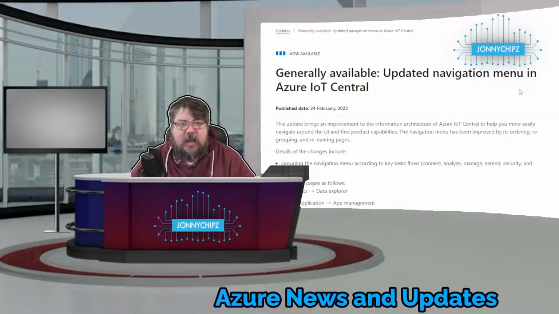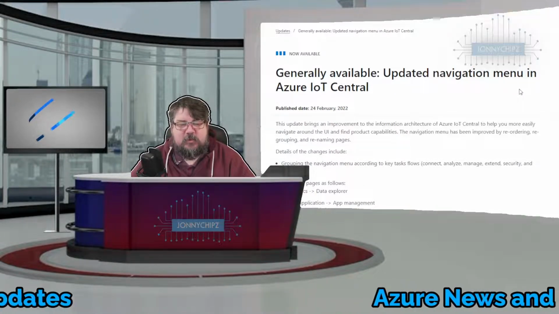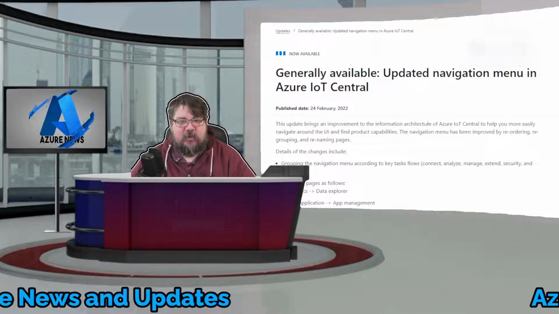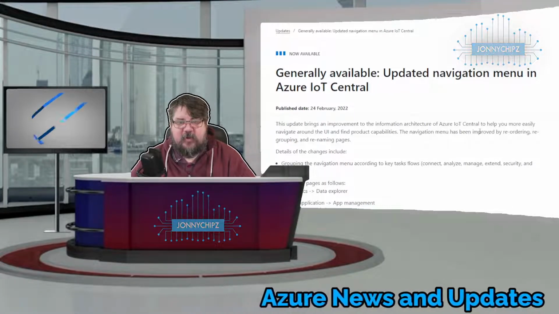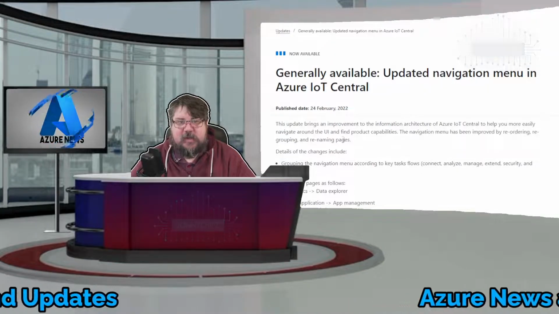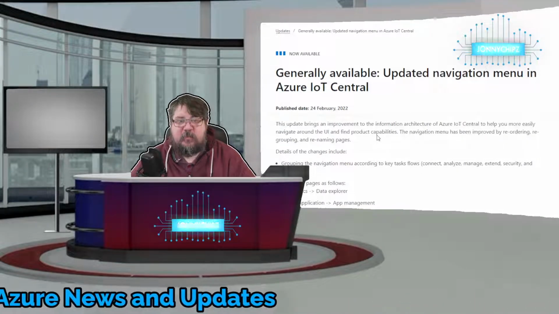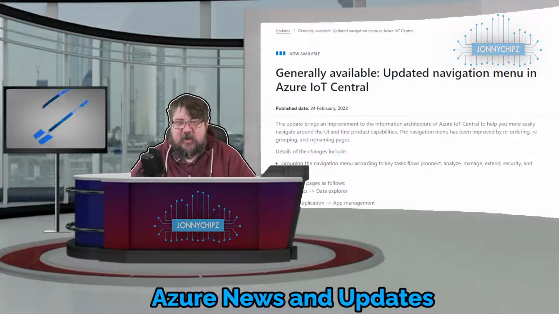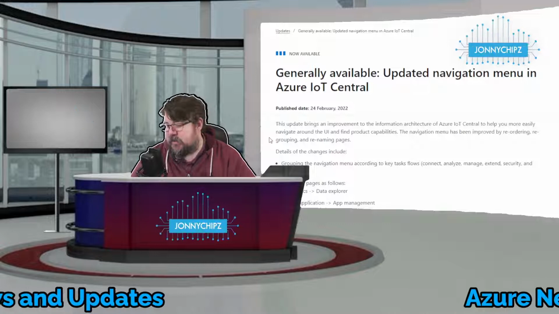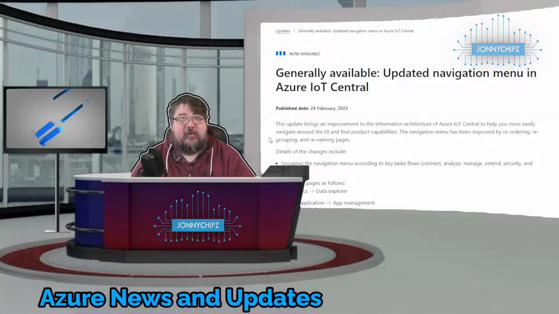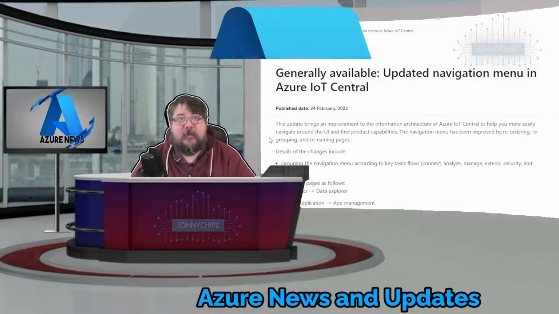And finally, updated navigation menu in Azure IoT Central. Okay, that's great. So this update brings improvements to the information architecture of Azure IoT Central to help you more easily navigate around the UI and find product capabilities. The navigation menu has been improved by reordering, regrouping, and renaming pages. And there we go. That is our Azure news and updates for this week.